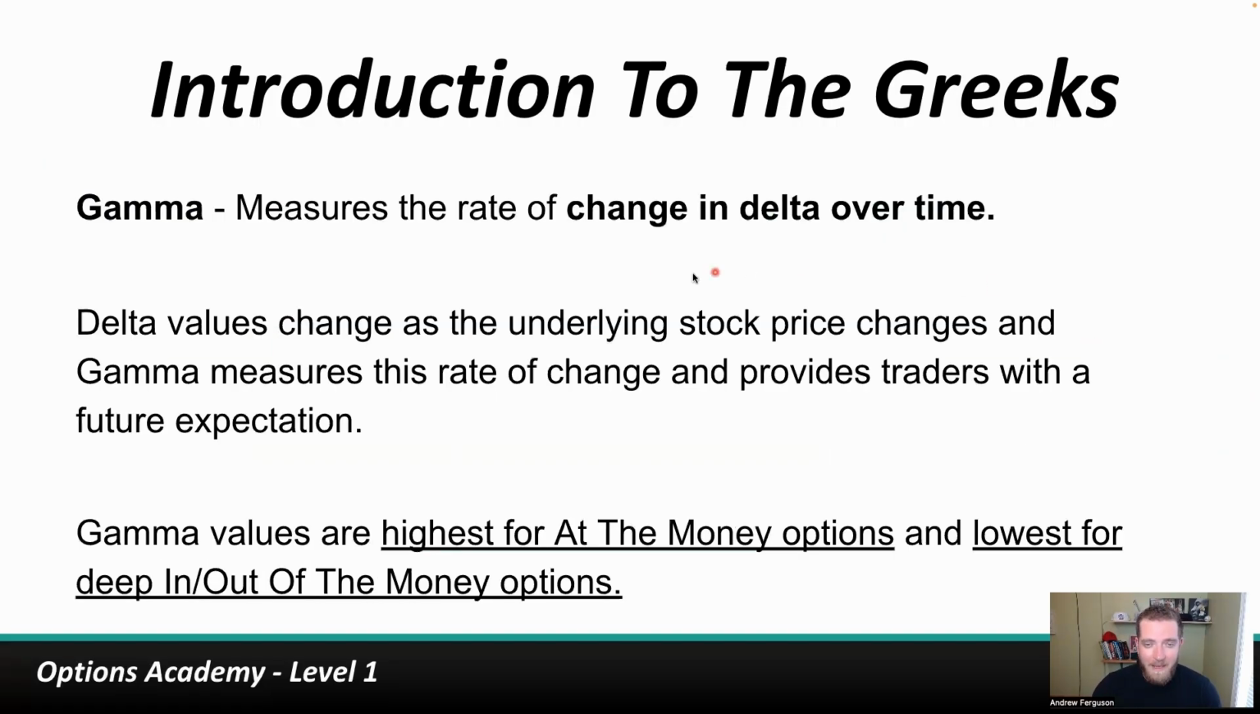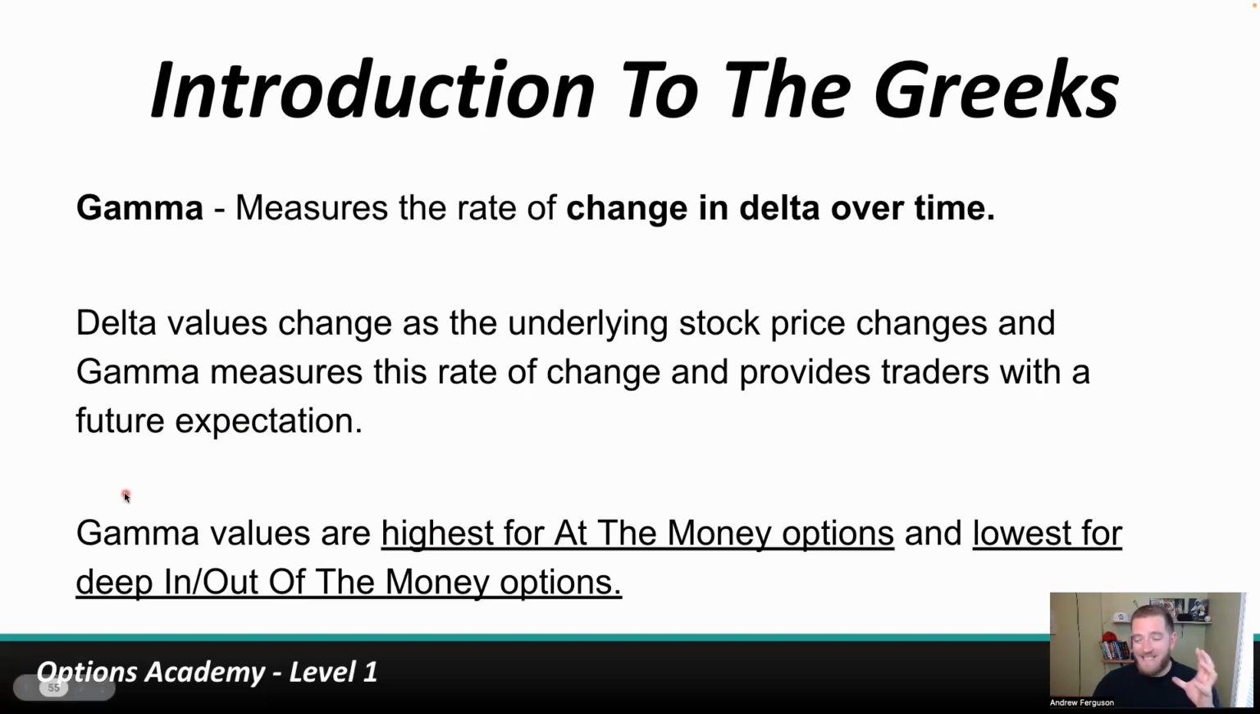So to quickly touch on gamma, it is the measure of change in delta over time. So even though delta is a measure of the change of the option pricing, delta also fluctuates, as does theta, as the price of the stock changes. The delta changes as the stock price changes, as we've said, and gamma just measures the rate of this change and provides traders with a future expectation of how quickly the delta may change. So when your option pricing is at the money, the gamma values are going to be highest, which means that there's a higher potential change in your delta when you're selling or buying at the money options. If you're deep in or out of the money, you're going to get very low gamma, which means your delta is not going to change that much.